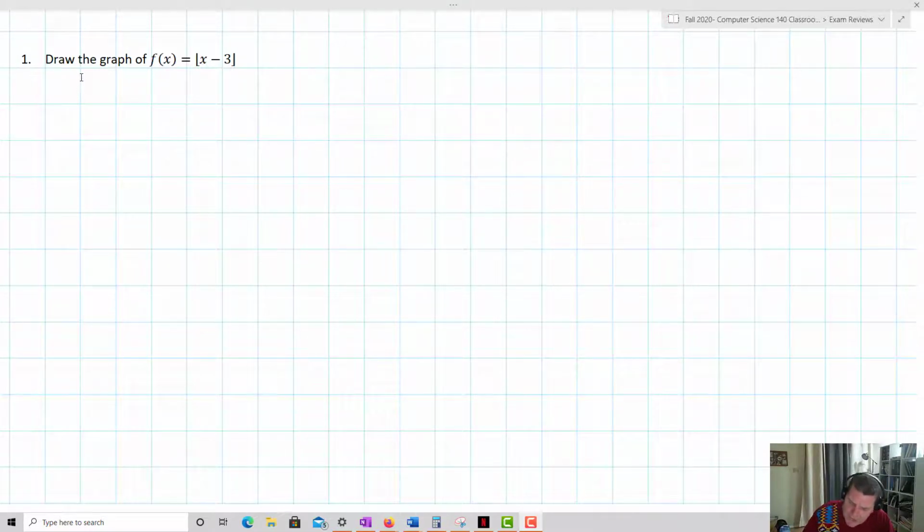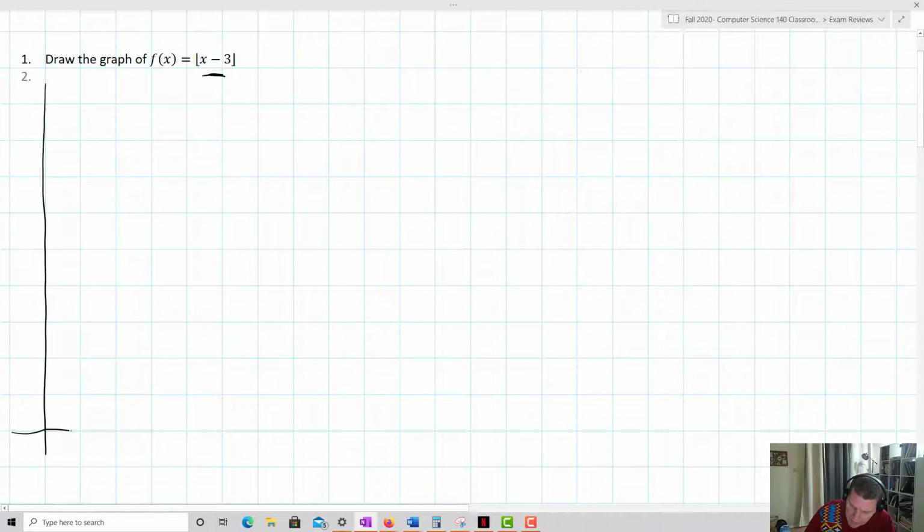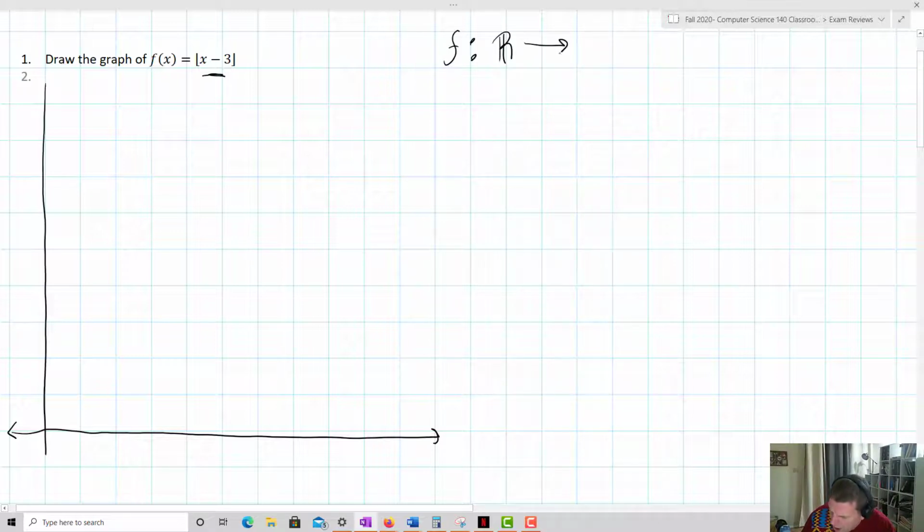So let's start out here with number 1, and we want to draw the graph of f of x equals, and this will be our floor function. You can see that it's got the floor value there. And what it's asking us to do is to draw a graph. One of the things that you want to get about the floor function f is that it goes from the reals onto the integers Z. So what we're going to have is what we call a discontinuous function.